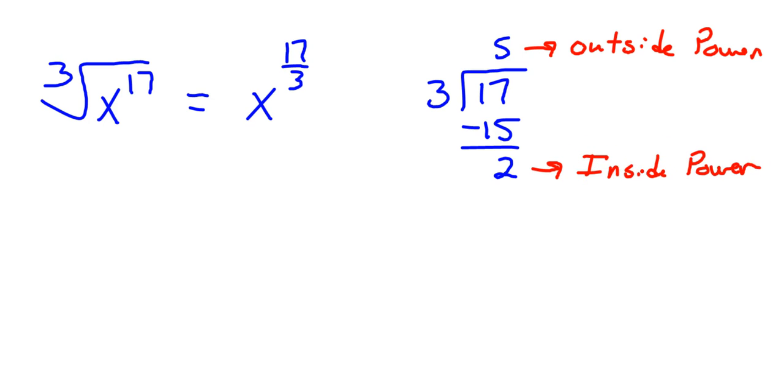And when we're talking inside and outside, we're talking about inside the radical or outside the radical. So for this one, we're going to have x to the 5th power on the outside. On the inside, you're going to have x squared. The only thing we have to do in this case is because of that 3 that's here, just make sure you put that 3 in for the root there.